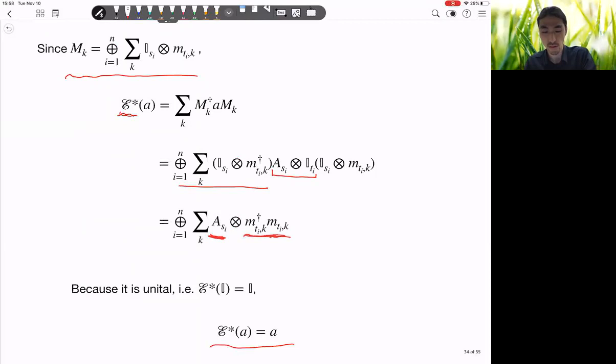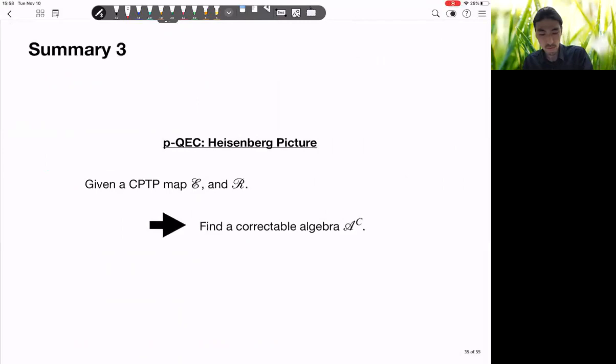For the summary, the Heisenberg picture for operator quantum error correction is that, given E and R, we need to find the correctable algebra that is characterized by the commutation relation between Kraus operators. Are there any questions so far?